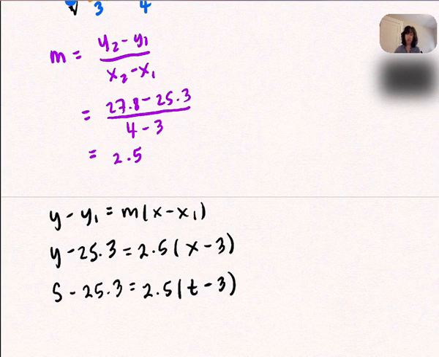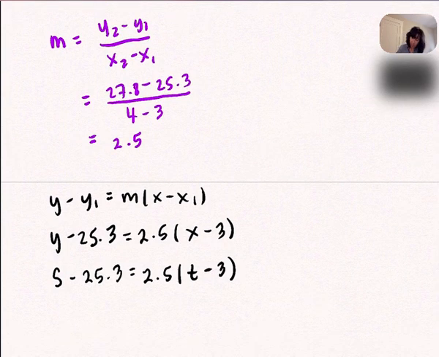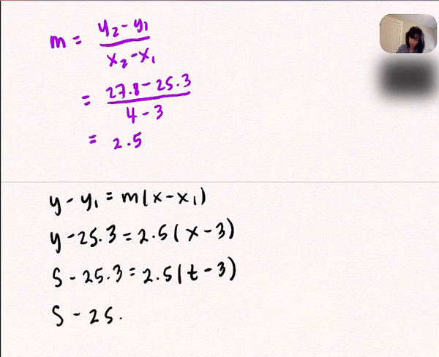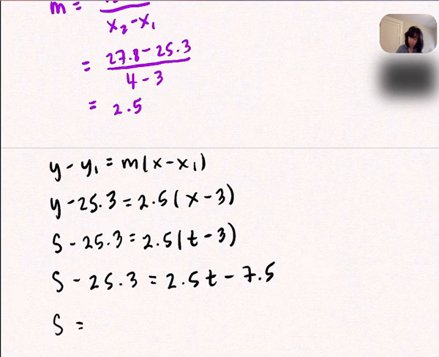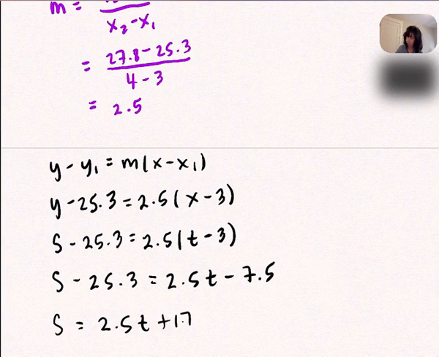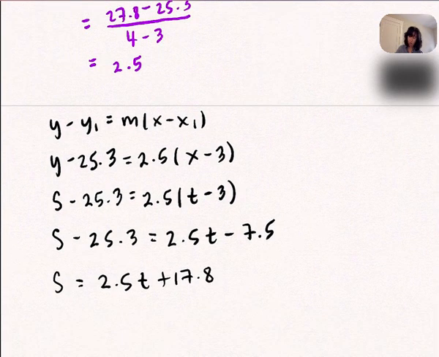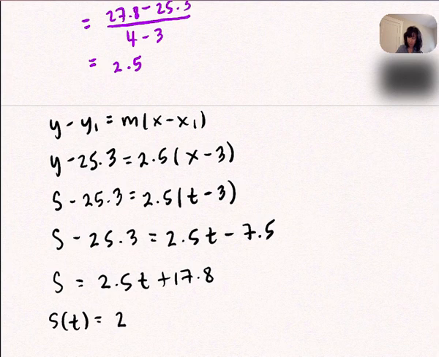Okay, where do we go from here? Technically, we have our linear equation at this point, but it's useful to solve for s, and you'll see why soon. So if we solve for s, we get, I'm distributing 2.5. And then if I add 25.3 to both sides of this, I get the equation in terms of t, or I get s in terms of t. Okay, now I'm going to call this s of t to emphasize the fact that on the right we plug a t value in.